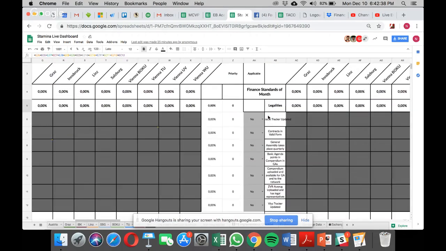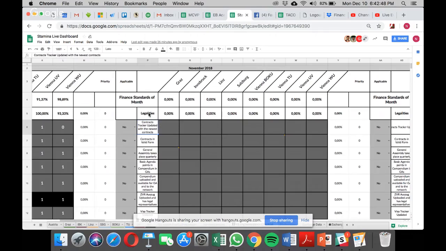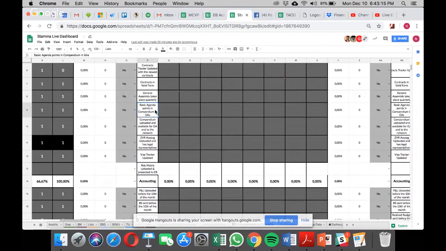Now, I will show you what the list for us will look like. Yes, it's here. So this is how we will start working with ours as well. First of all, for legalities, and you can also see them back in the normal list: that the contracts tracker is updated with the newest contracts, that the contracts are in valid form, that we have a general assembly taking place quarterly, that basic agenda points are in the compendium, and basic agenda points which are defined in compendiums are in the GA, that the compendium is uploaded and available for the GA and to the network, that you have the ZVR uploaded, and that there are legal representatives from the EB there, and that the visa tracker is updated and the risk matrix is uploaded and presented to the EB.